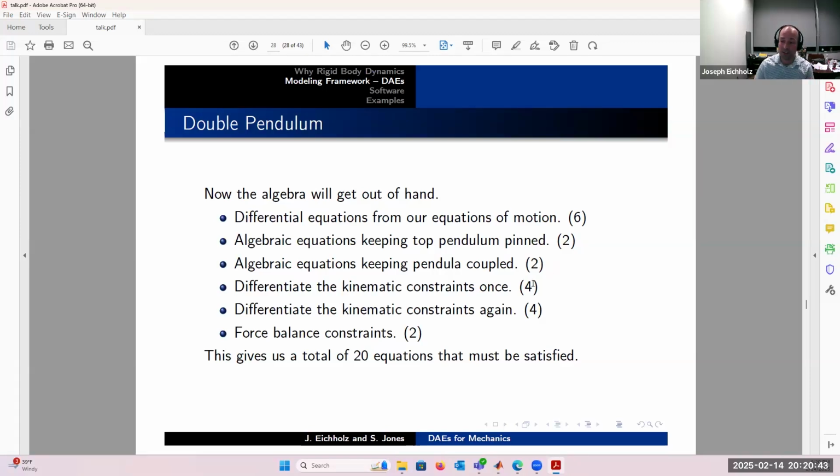You're going to do the standard trick of differentiating your 4 constraints, that gives you 4 more equations. And you're going to differentiate them again, that's 4 more equations. And then you've got your force balance constraints, that's 2 equations. So you've got a total of 20 equations that you need to satisfy with your unknown functions.